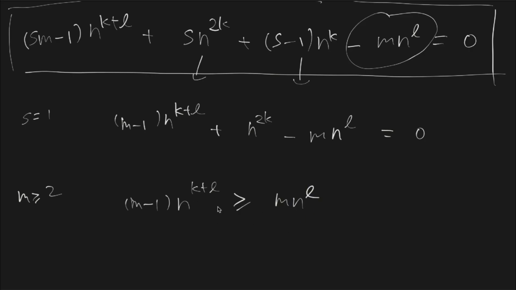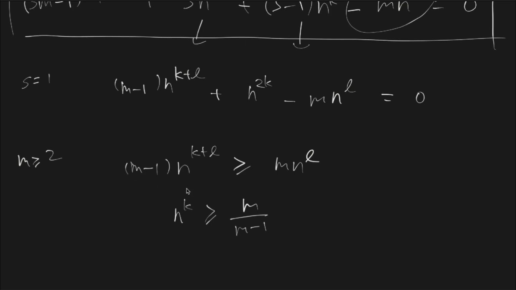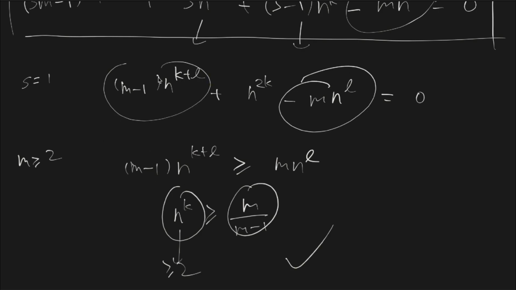If we were to just rearrange things a bit, we should get n to the k greater than or equal to m over m minus 1. And well, obviously this is true. n is greater than or equal to 2 and k is greater than or equal to 1. So n to the k is at least 2, and this thing, well, it's obviously less than or equal to 2. And so yeah, it's true. And then this thing is at least 0, and this thing is obviously at least 0. So the thing cannot be equal to 0. This thing is strictly greater than 0, so it cannot be equal to 0.